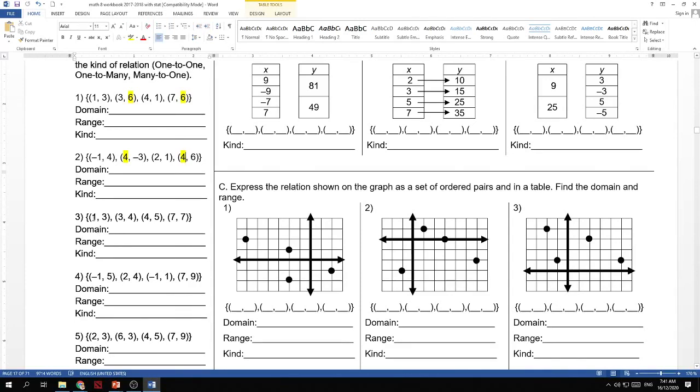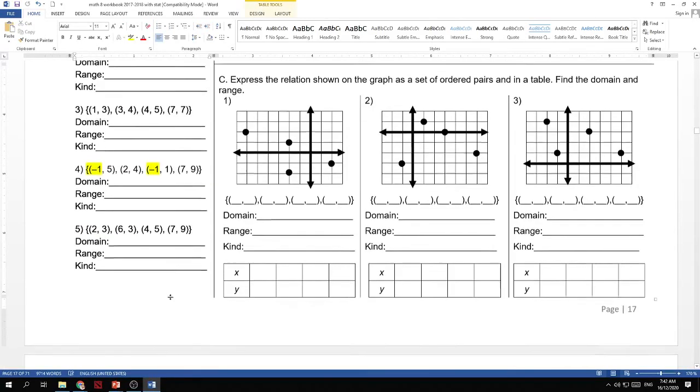What about number 3? Look at the domain. Is there repetition in the domain? None. The range? Is there repetition in the range? So this is a one-to-one relation. Correct. What about the next one? -1 is repeating, sir. And what is -1? Domain, so that's one-to-many. Let's highlight. This is one-to-many because there is repetition in the domain.